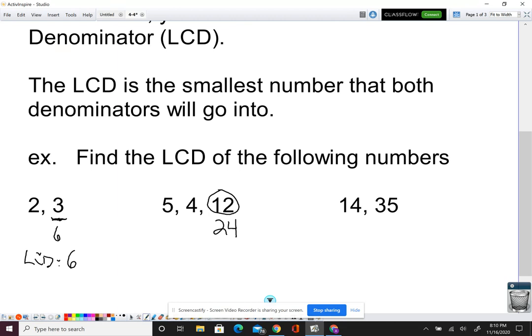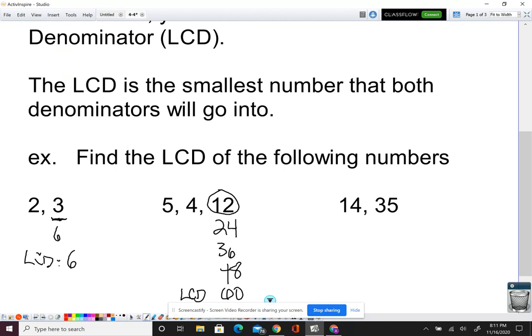No, it doesn't. So then we go up to the next multiple of 12, which is 36. I'm just going up by 12s here. 5 still doesn't go into 36, so I go up to the next one, which is 48. 5 doesn't go into 48, so the next one is 60. 5 does go into 60. 4 goes into 60, and 12 goes into 60. So the 60 is the LCD.